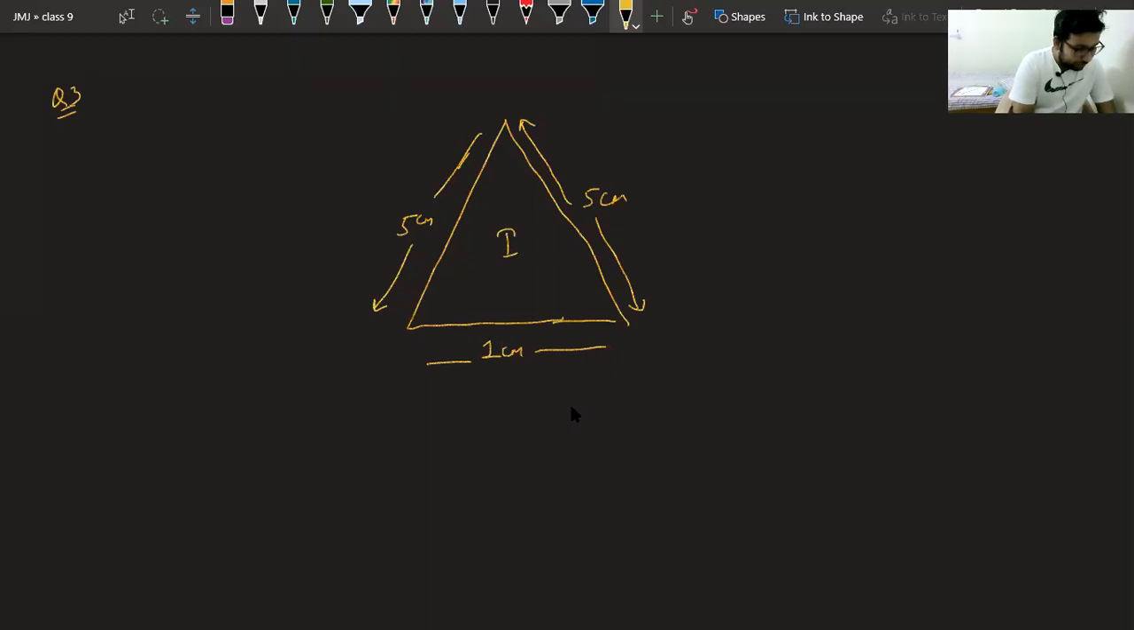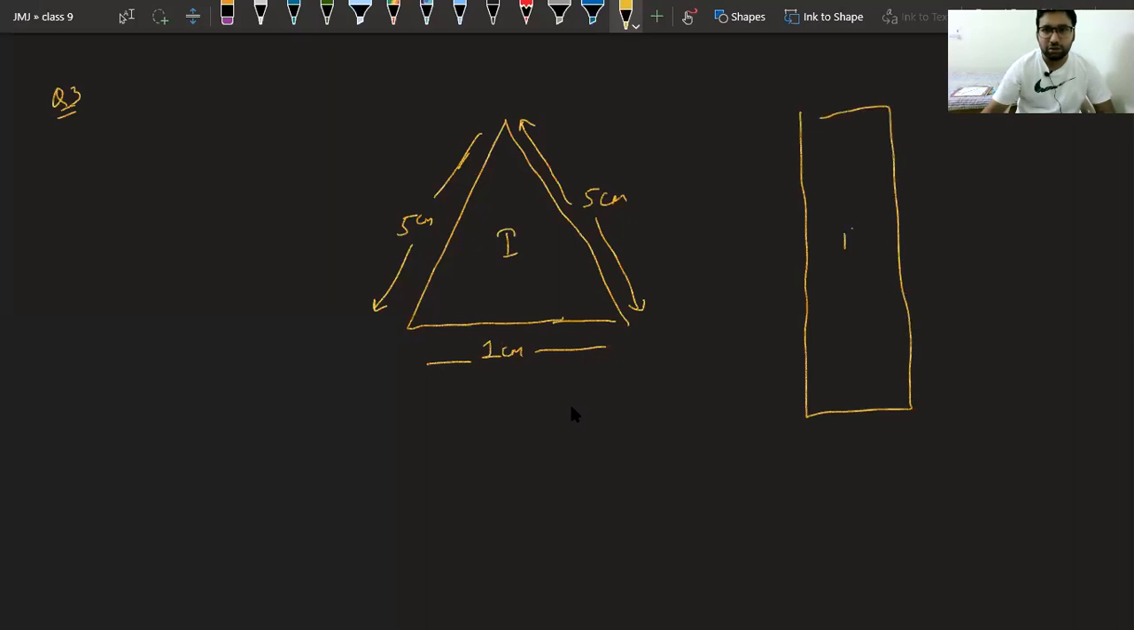Then we have number 2, a rectangle. If you check, it is also very easy. Finding the area of a rectangle is very easy. What is the formula for the area of a rectangle? Given to us the length 6.5 centimeter and breadth is 1 centimeter. Area of rectangle is length into breadth. You can easily find this second figure also.